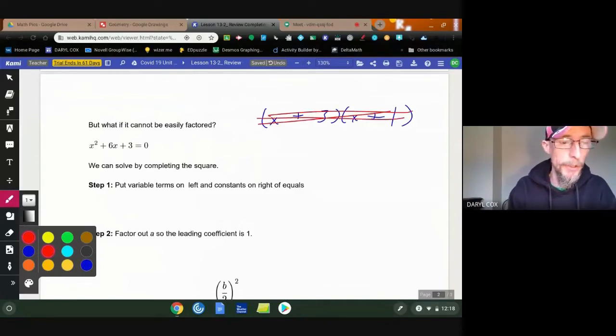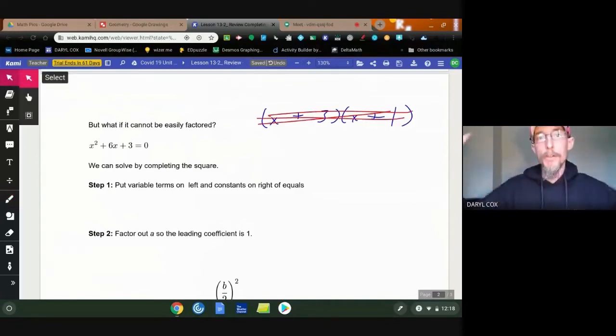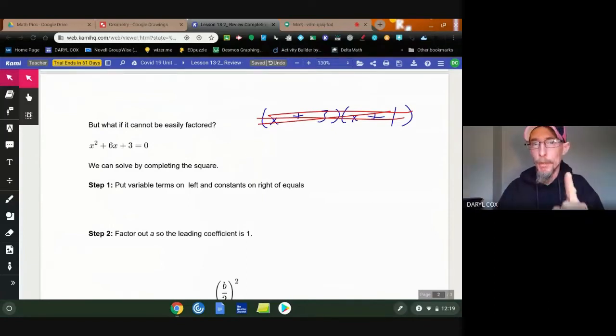So I need another way to do this. Now you could use the quadratic formula. That's if you wanted to solve for x. But remember, I don't care what x equals. I'm trying to change the form of this so we can connect it to what we're going to do later, okay? So let's change the form of this by doing what's called completing the square.